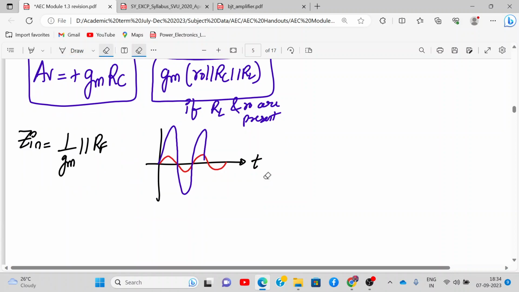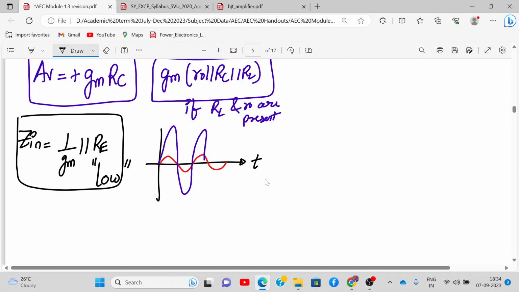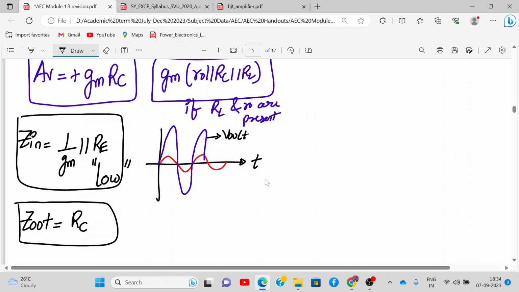And Z out. Z out will be again the same as your normal amplifier, the CE amplifier. So the Z out derivation will be the same. So this is V out of t. This is V in of t. They are in phase with each other.